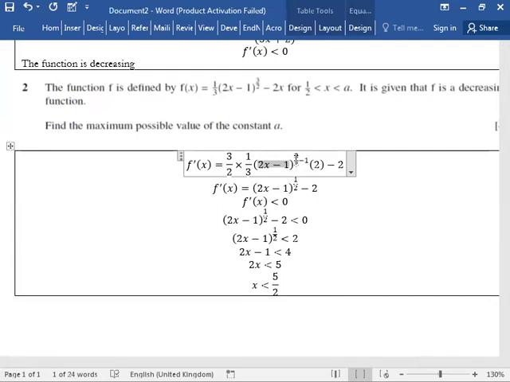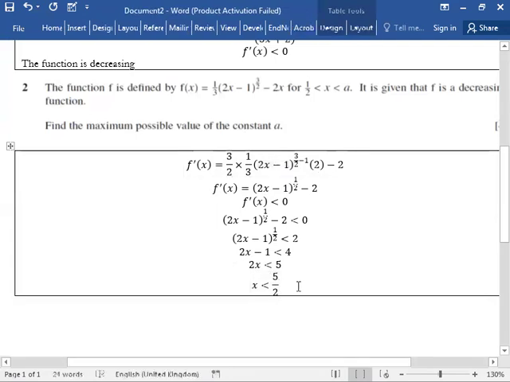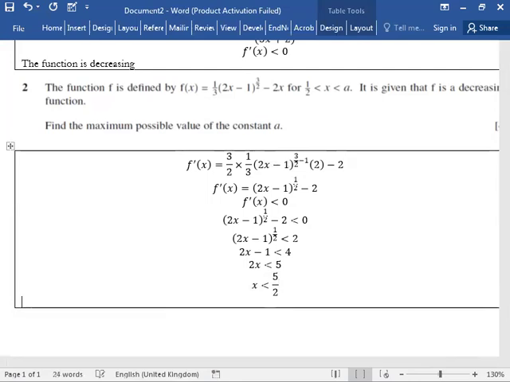If I want to take the square root, what should the value under the root be? Positive. It told us itself that x has to be greater than half, and we found out that x has to be less than 5/2. So the maximum value of a is 3/2.